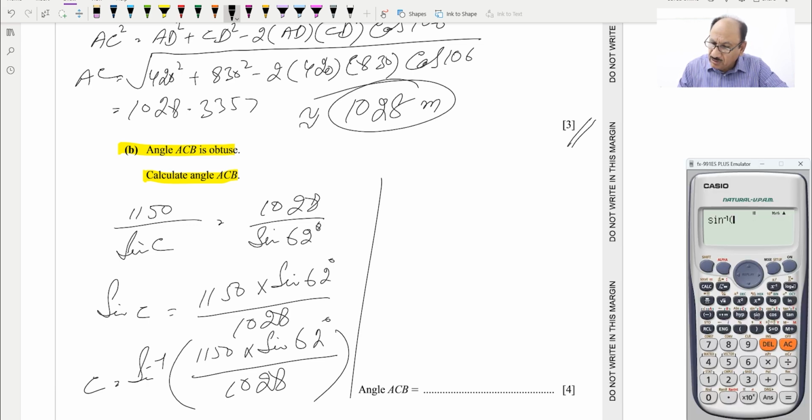And if we calculate, shift sine of fraction 1150 and sine of 62 over 1028 and bracket close, this is giving us 81.016. C is equal to 81.016.